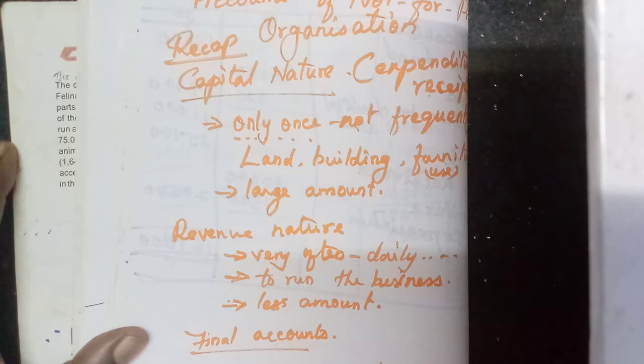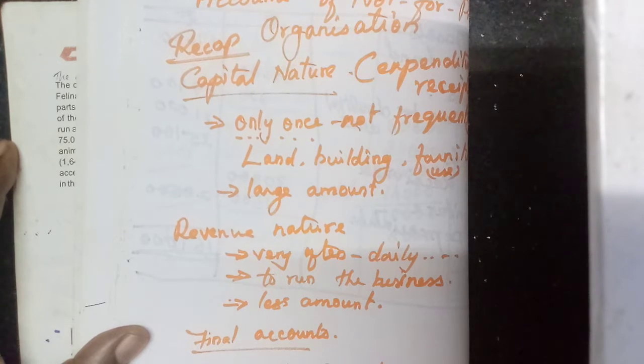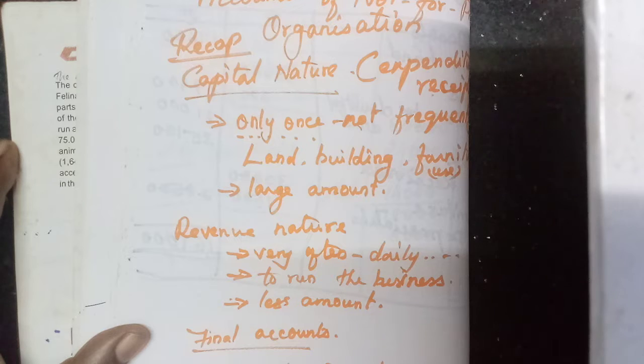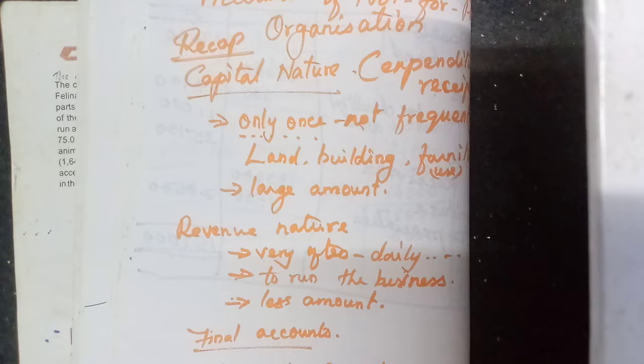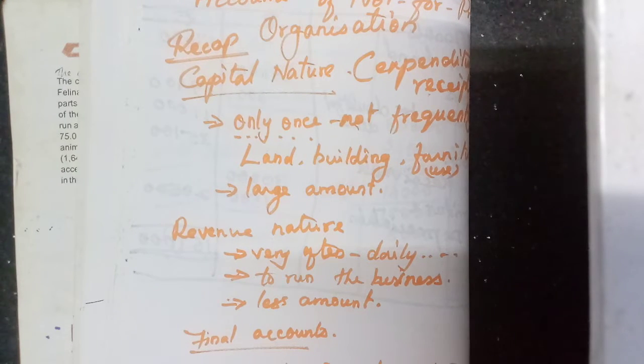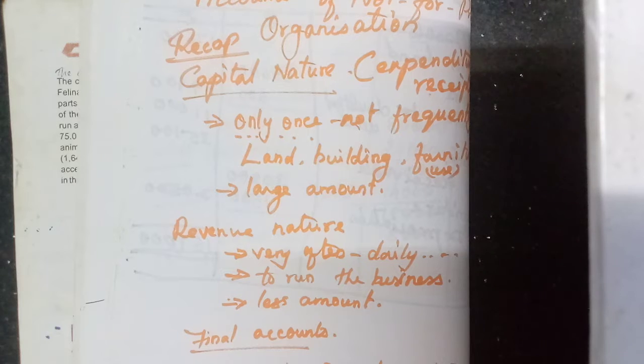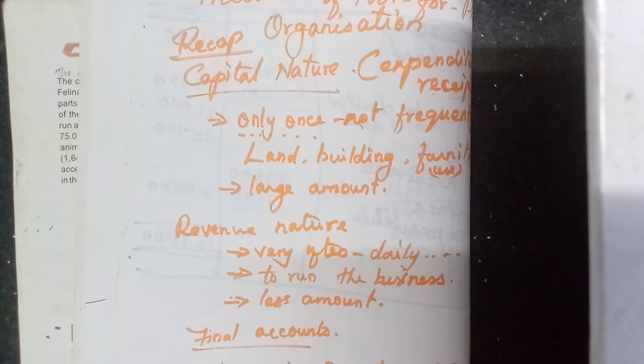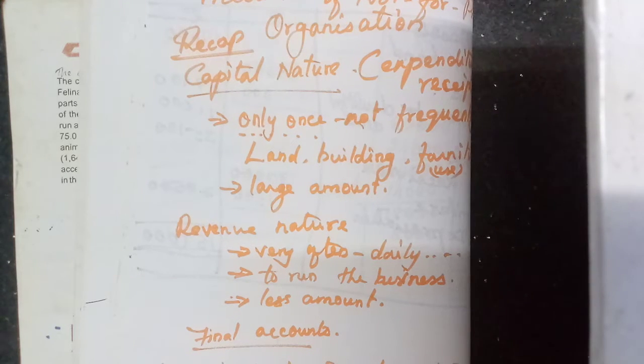So what is capital nature? For example, if we purchase a land, it is of capital nature because it will not occur very often. Once in a lifetime or very rarely, we purchase land and construct a building for the organization. They are called capital expenditure. And capital income, if we borrow a long-term loan.